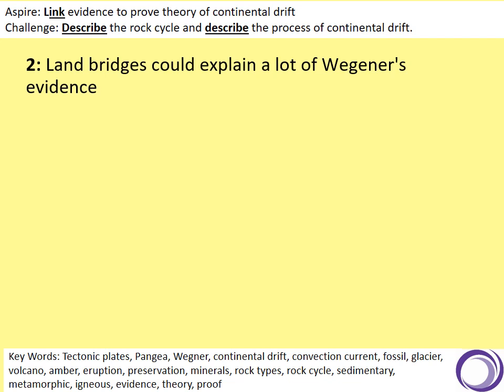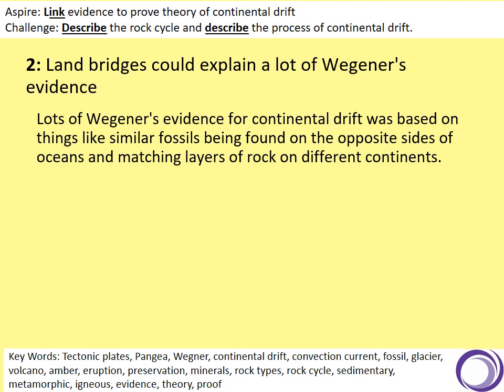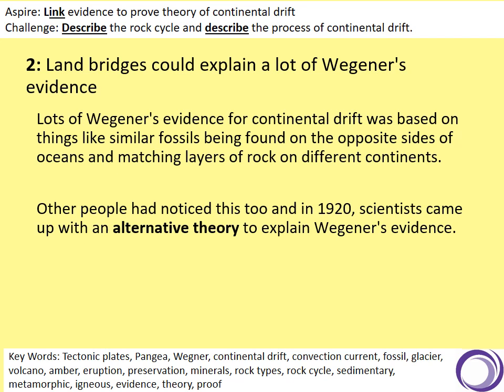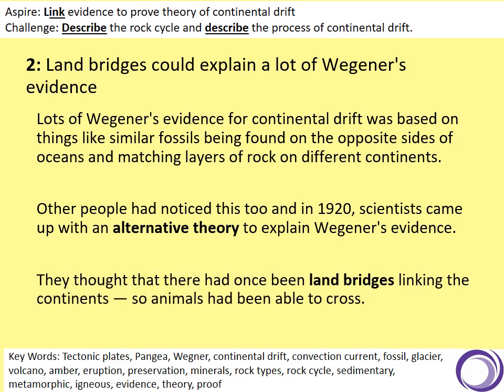The second reason that people didn't believe Wegener was that an alternative explanation called land bridges could explain a lot of the evidence that he had proposed. So his evidence was based, as we've said, on similar fossils being on opposite sides of oceans and matching rocks or layers being on different continents. People had noticed this previous to this, and back in 1920, other scientists had come up with a different theory, the theory of a land bridge. They thought there had once been pieces of land linking the continents, land bridges.